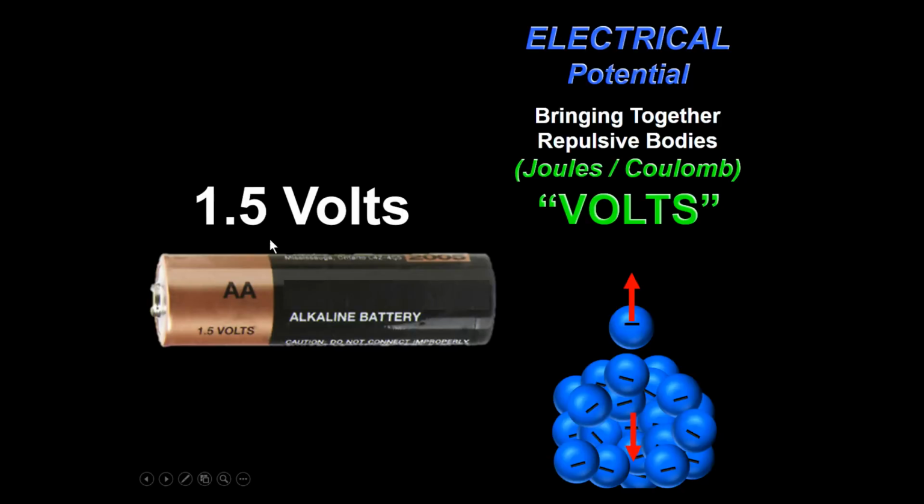So if we had a 1.5 volt battery, it just simply means that there's 1.5 joules of energy for each coulomb of charge that's packed into that battery.